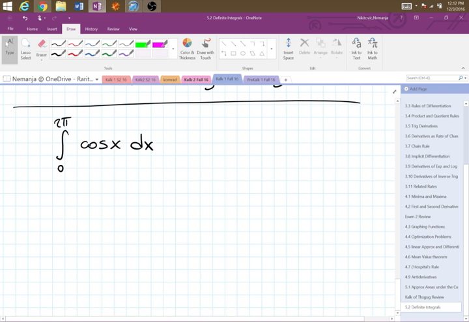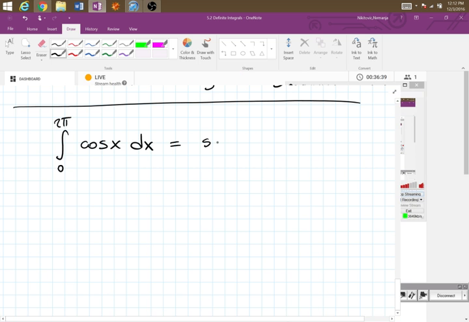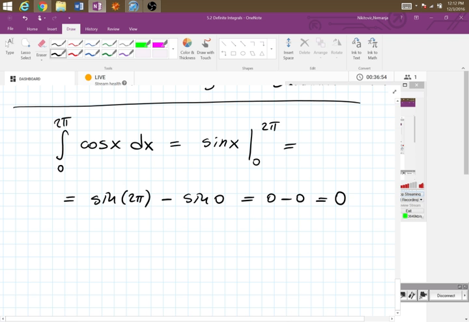So let's just do this one and then switch to 5.3. So properties after this. What's the integral of cosine? Sine. So we have sine x computed from 0 to 2 pi, and then we have sine of 2 pi minus sine of 0. We get 0 minus 0, which is 0.